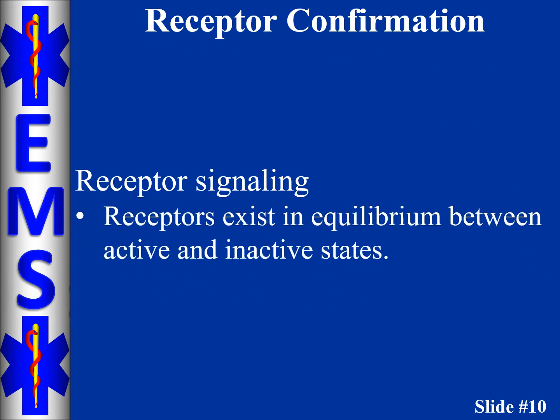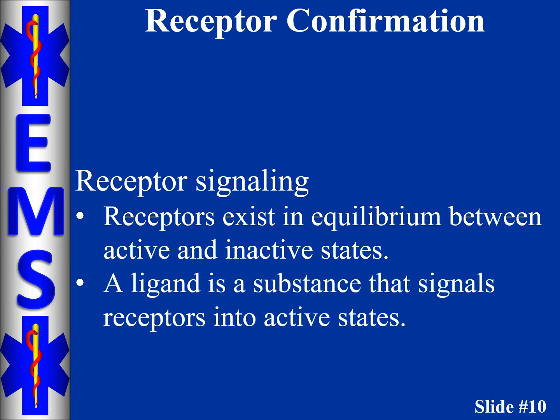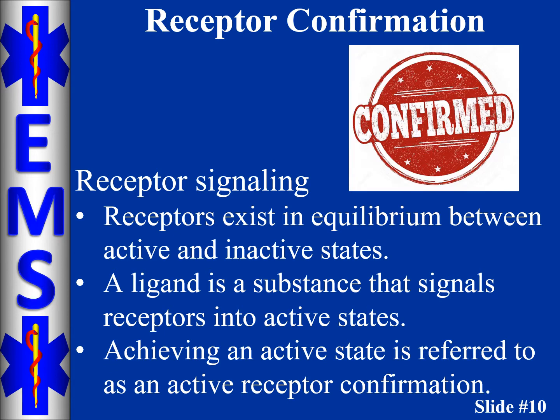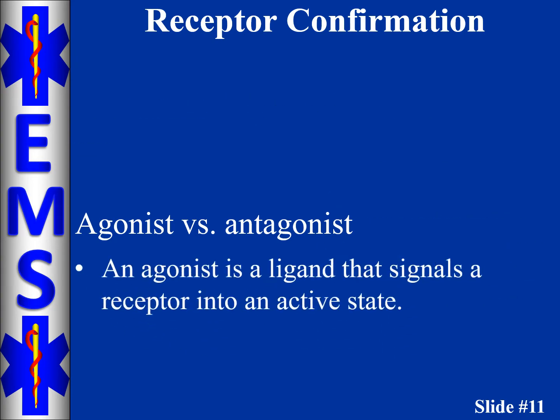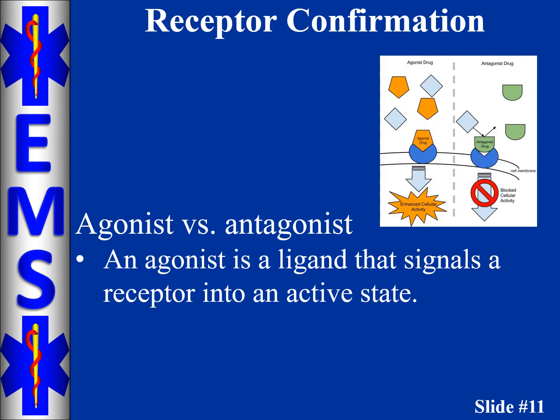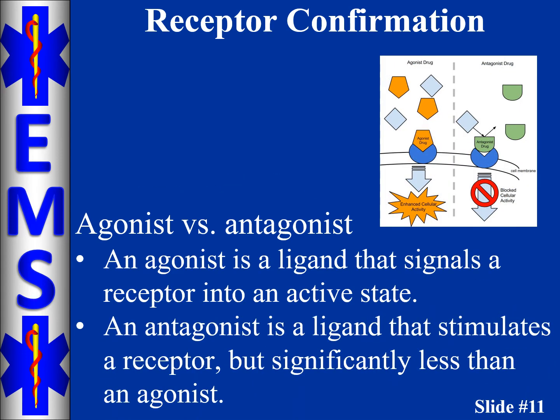Receptors exist in an equilibrium between a state of active and inactive states. A ligand is a substance that signals receptors into active states. Achieving an active state is referred to as an active receptor confirmation. Now, there are 2 basic categories. There's agonists and antagonists. An agonist is a ligand that signals a receptor into an active state. An antagonist, on the other hand, is a ligand that stimulates a receptor, but it stimulates it at a significantly lesser level than its agonistic cousin.